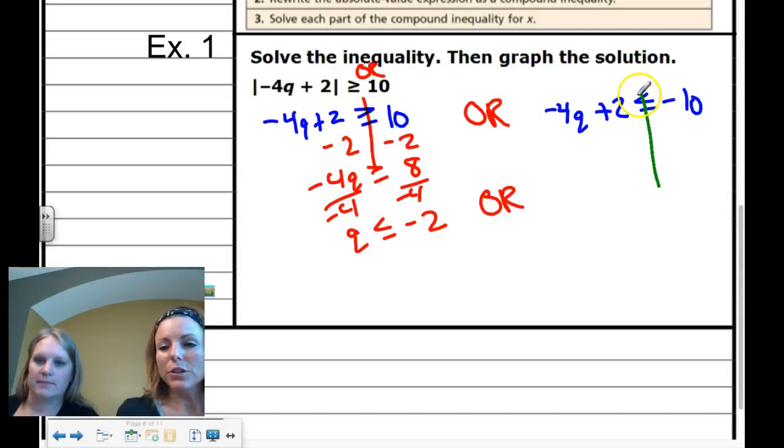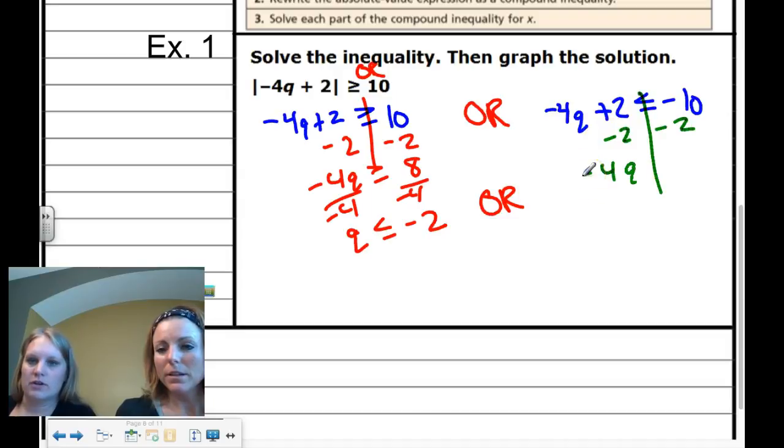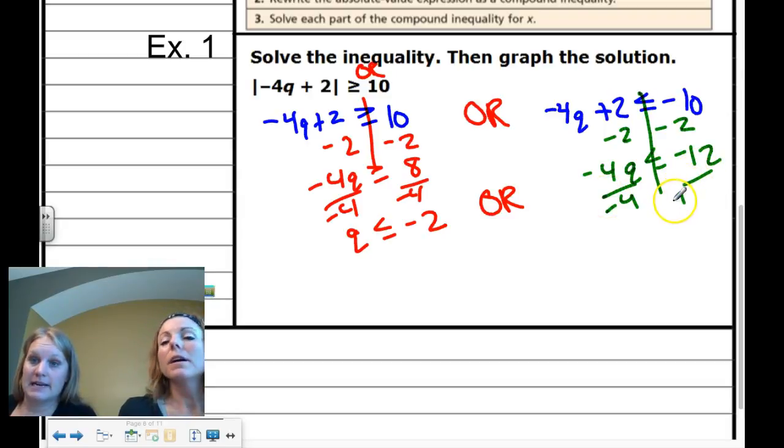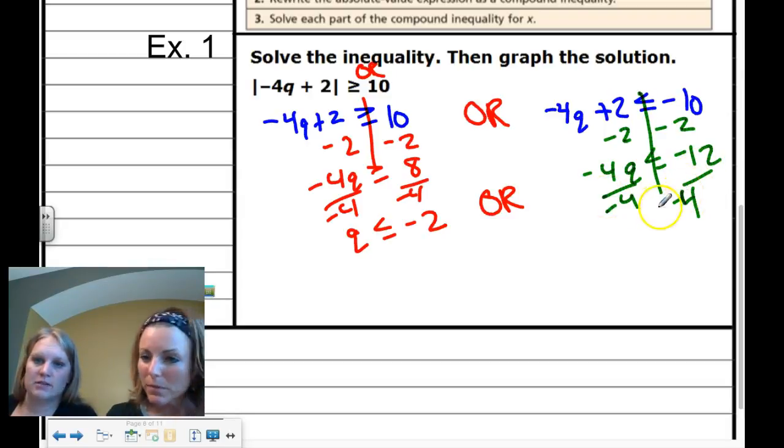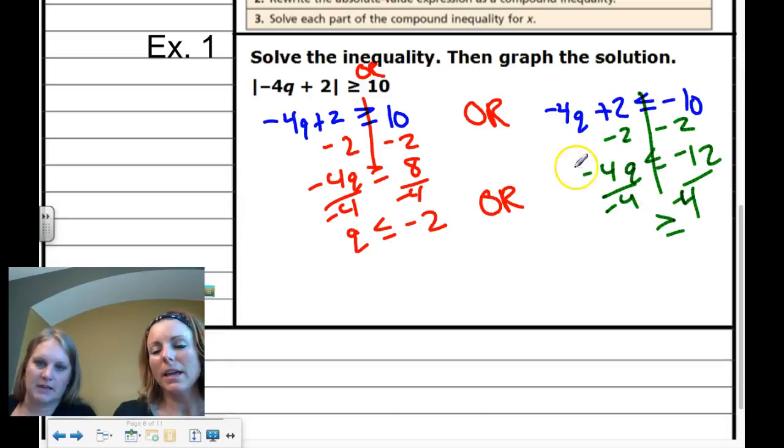Let's do a different color. Minus 2, minus 2. I get -4Q is less than or equal to -12. I'm dividing by a negative, so beep, beep, beep, it reminds you to flip the sign. Again, yes. Cancel. We're left with Q is greater than or equal to 3.